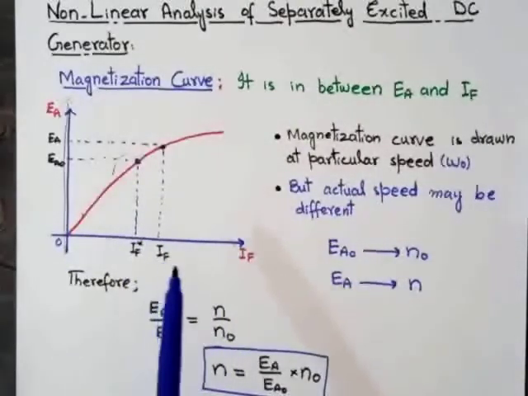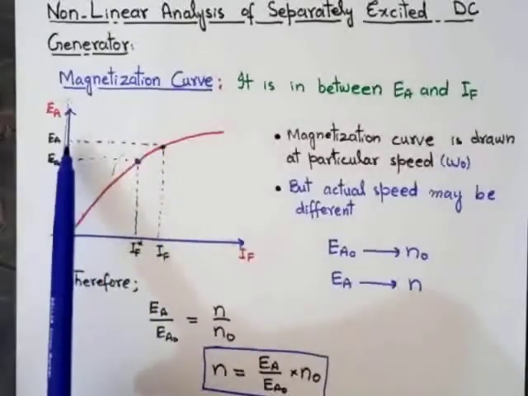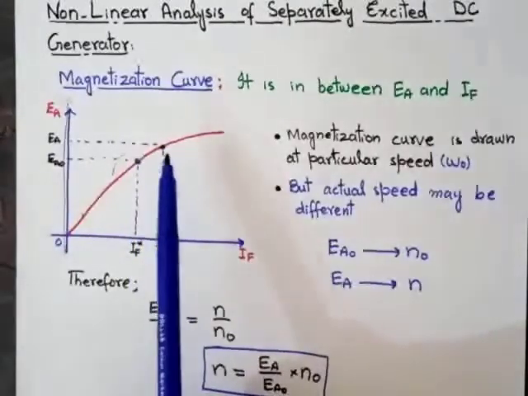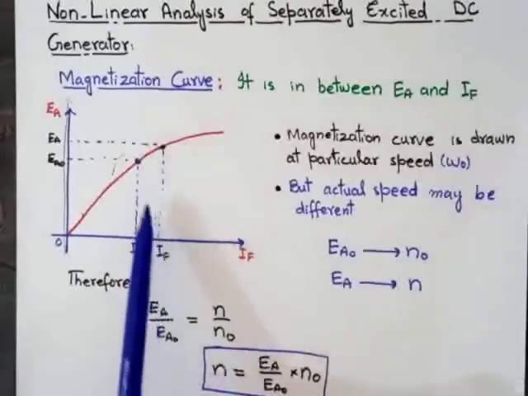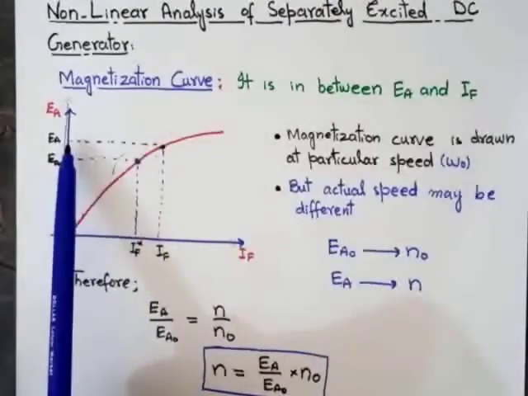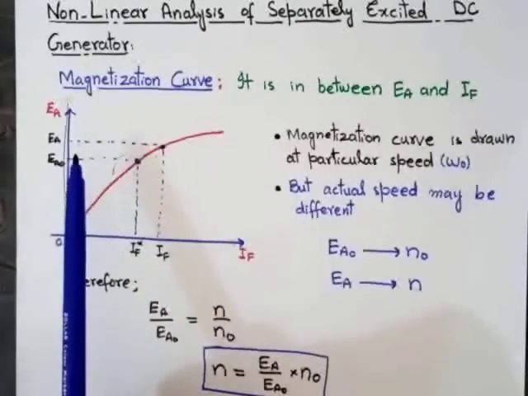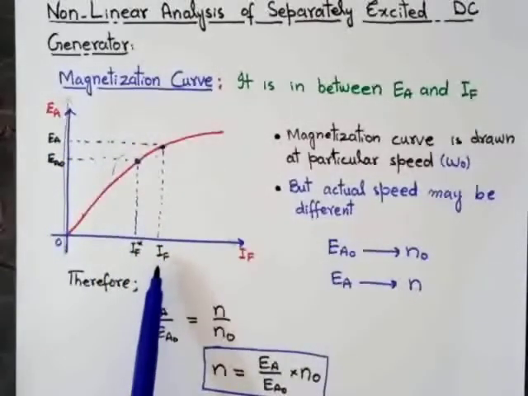Let this be the value of IF. If there is no armature reaction, if we are using the compensating winding, then there is no armature reaction. Let this be the value of the field current, and due to this field current, this is the internal generated voltage. Let's call it EA, and this is IF.